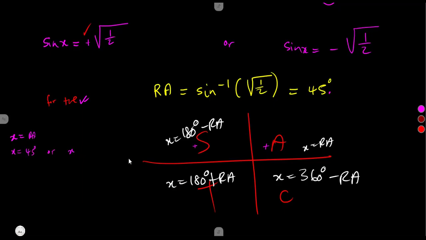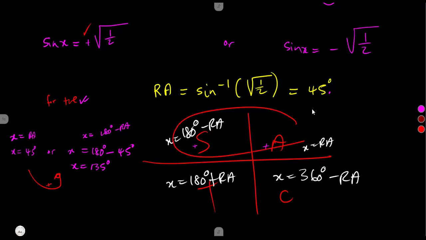Or X is equal to what? In the second quadrant, X is equal to 180 degrees minus the reference angle. It means it is going to be 180 degrees minus our reference angle, which is 45 degrees. So we need the difference there. 180 minus 45 is 135 degrees. So these are the conditions for a sine which is positive, in the first and the second quadrant.